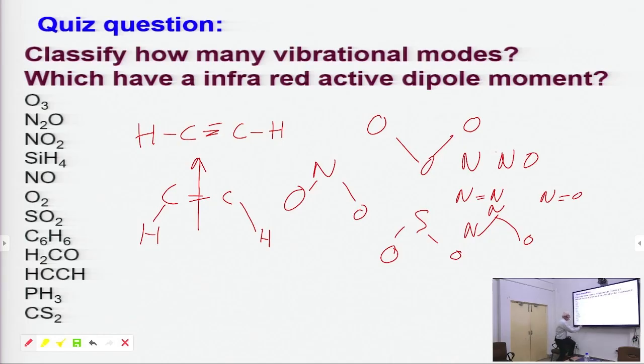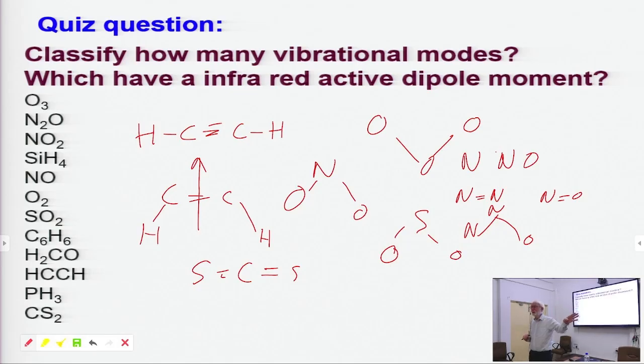CS2. CS2 is linear. It's like CO2, actually. So the symmetric stretch is not active, and the other ones are. So the asymmetric stretch is better.